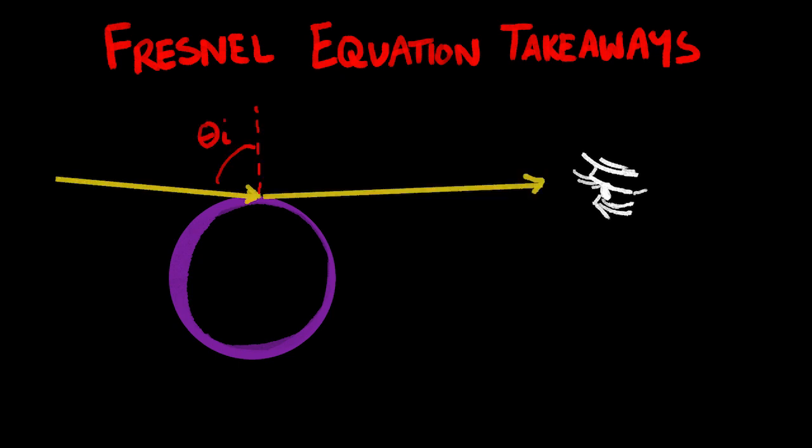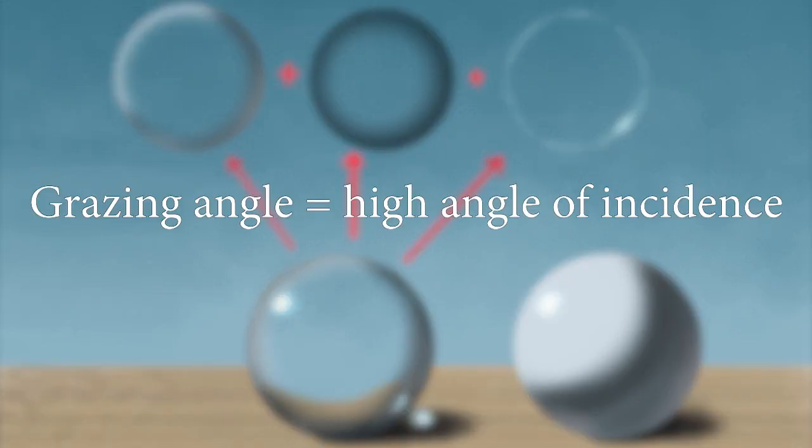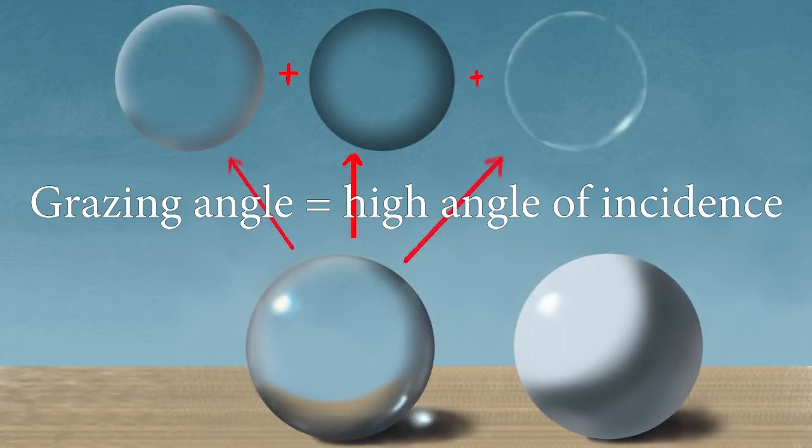And this is the exact same thing that happens for the sphere. Near the edges, this is how the light comes into our eyes. It came in from a very large angle of incidence. It might be easier to think that it came in just grazing the object. So because of that, there's more reflections here.